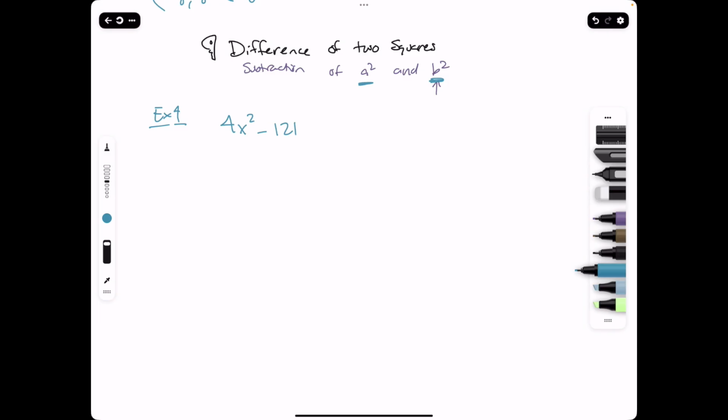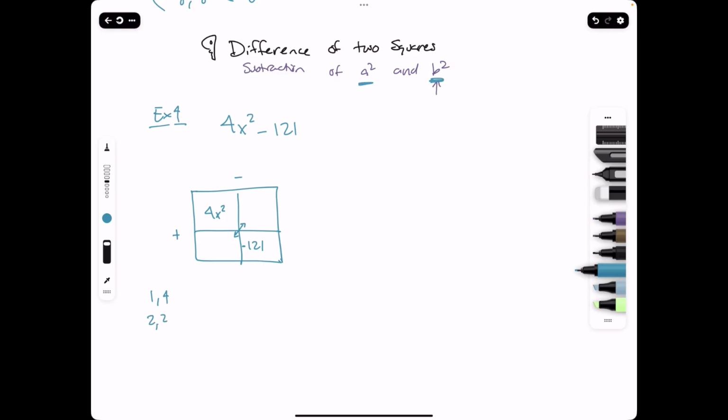This is what I can do. So here's my box. I know where those things go, and I just have to figure out those two have to add up to 0. So 4x squared, 121, and that's a negative. So right away, it's a negative. I know one thing has to be negative, one thing has to be positive. And the 4x could be broken down into 1 and 4 or 2 and 2.